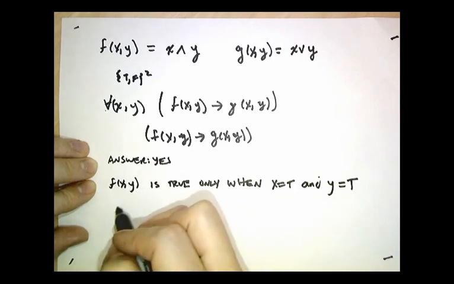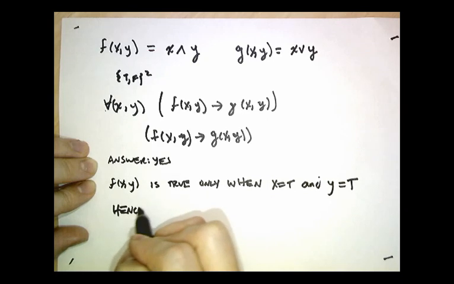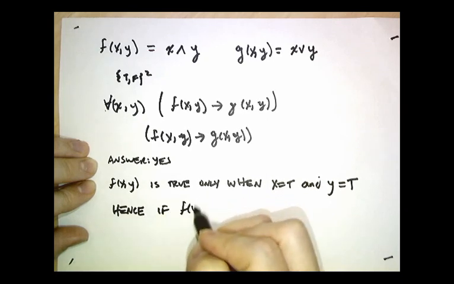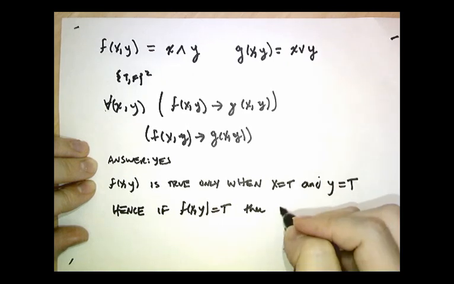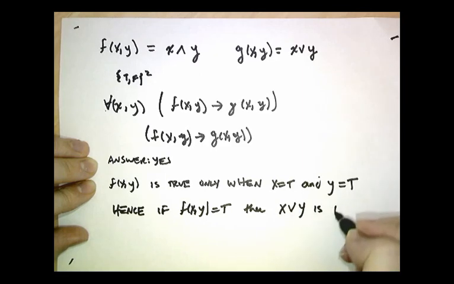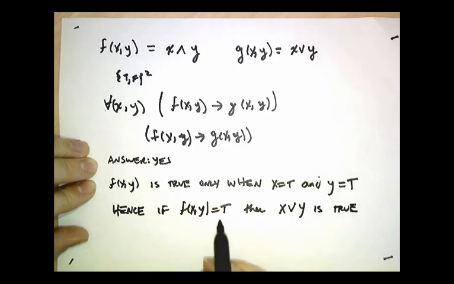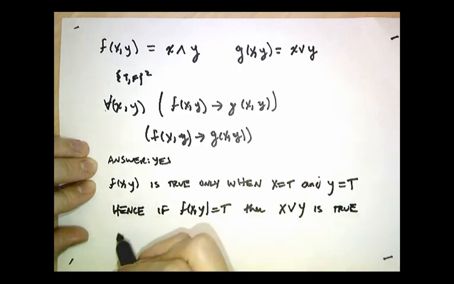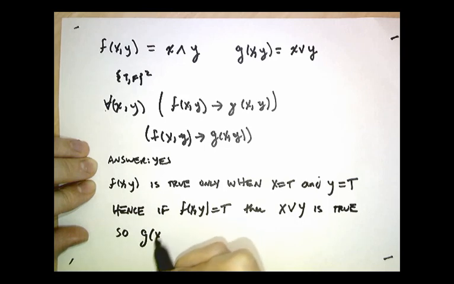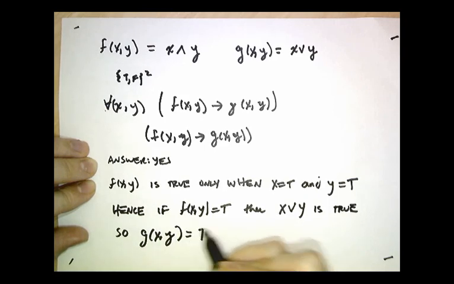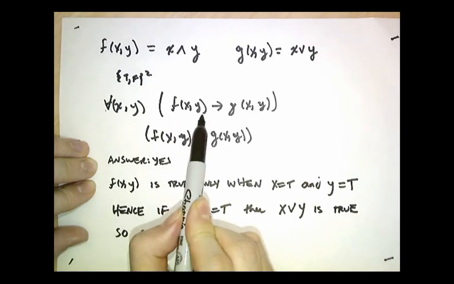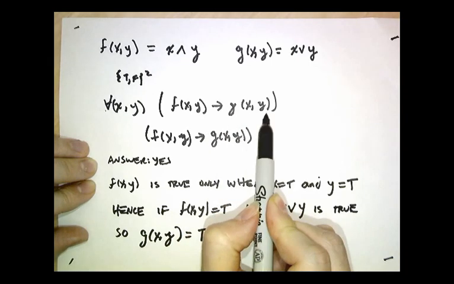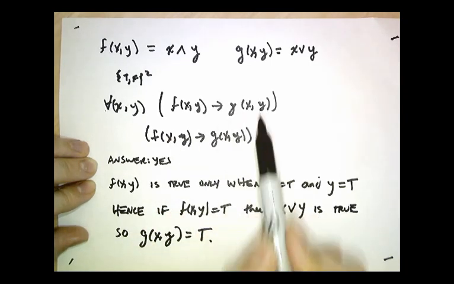And therefore, if f(x, y) is true, then certainly x or y is true, because if f(x, y) is true, it means that x is true and y is true. Therefore, x or y is true. So g(x, y) is equal to true. So we've just shown that for every truth value in the domain that makes f(x, y) true, it also makes g(x, y) true. And therefore, f(x, y) implies g(x, y).